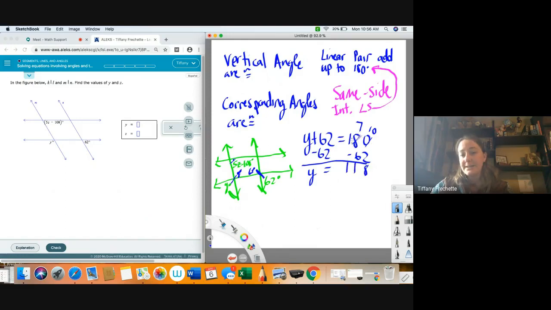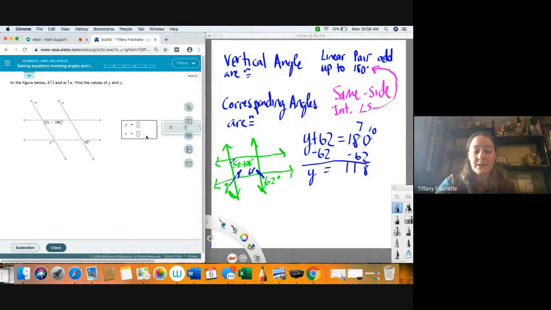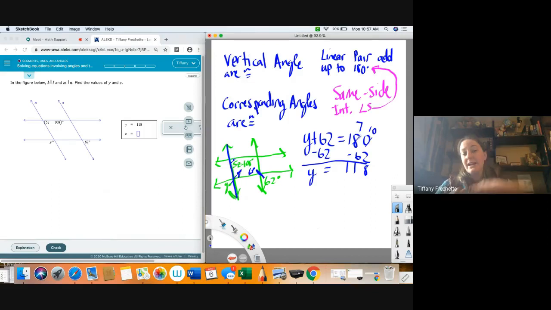Y has to be 118 degrees. So we know what Y is. So I'm going to go ahead and type in 118. Now that we know what Y is, we can use the same side interior angles again for 5Z minus 108, because now I'm going to switch. This is now my transversal, and now I'm looking at the parallel lines going this way.